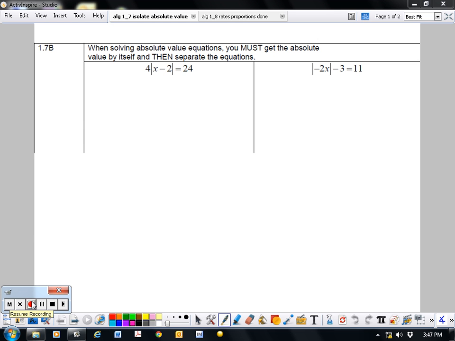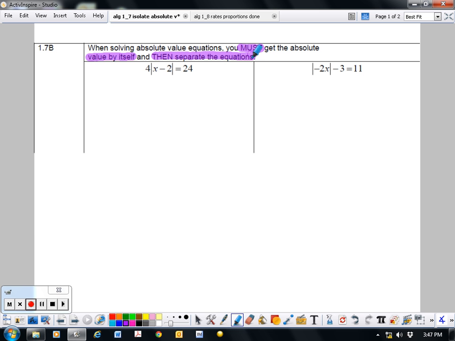Okay, algebra students, this is 1.7b, so we've talked about the absolute value equations. Now we're going to talk about what happens when there's a bunch of extra stuff with the absolute value on the same side of the equation. So what we're going to do is what we call isolate the absolute value. So we must get the absolute value by itself. Then I go ahead and do that separation of two equations.